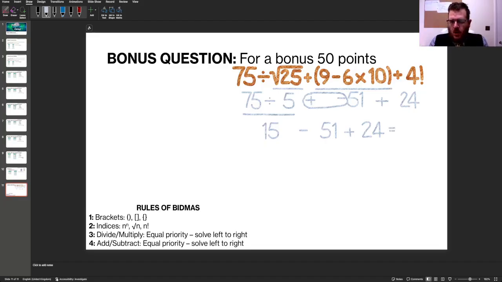Always remember that when you're doing multiply and divide, they have the same level of priority, equal priority, so you solve those left to right. But always do that before your add and subtract, which also have equal priority. So again, you solve those left to right in the order they appear. But remember always that dividing and multiplying come before addition and subtraction.